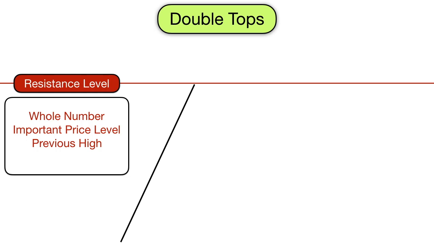Likewise, the resistance may be created by moving averages. Either way, you must be able to identify some level of resistance that has the potential to cause a reversal and a change of momentum.